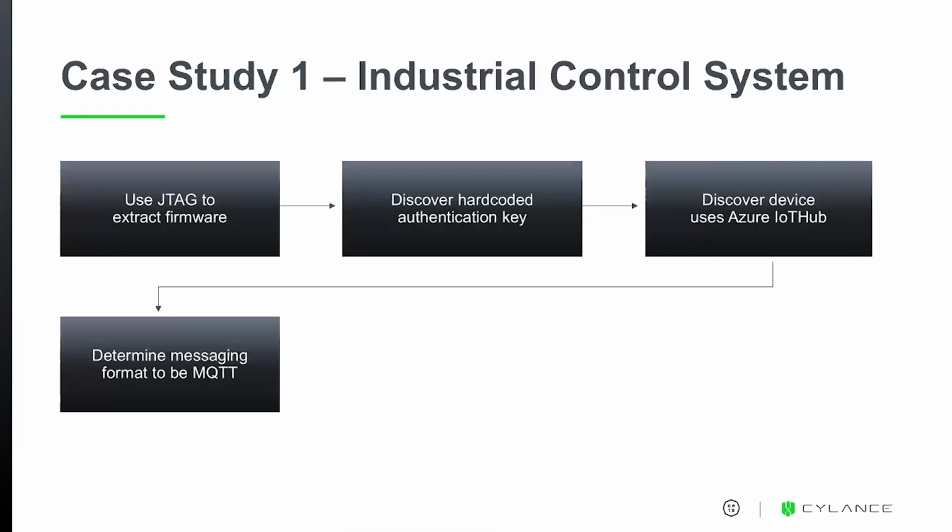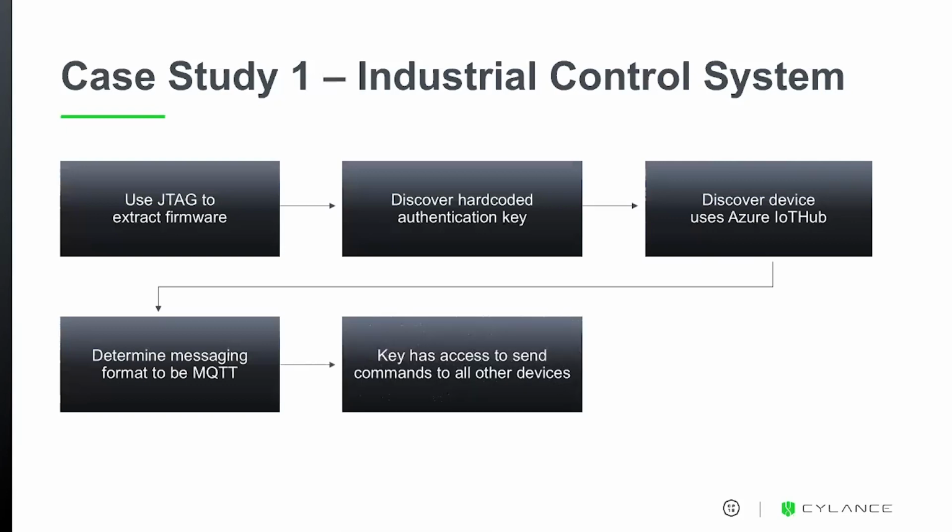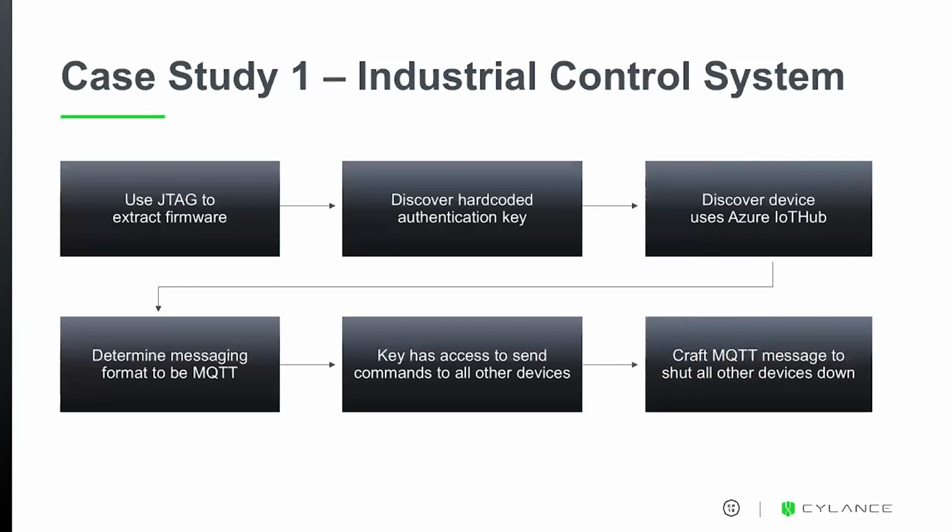So we took this key and we utilized it to connect up to the API in IoT Hub. And what we found was that the key had access to send commands to all the other devices of this same type. So basically every device that utilized this key, we were able to communicate with. We were able to list them out, and we were able to monitor traffic in real time going through them. But the other thing we found was that we were able to send a variety of commands to the devices. And so what we're able to do there is craft an MQTT message to shut down all devices. So just basically send it to them and shut down.